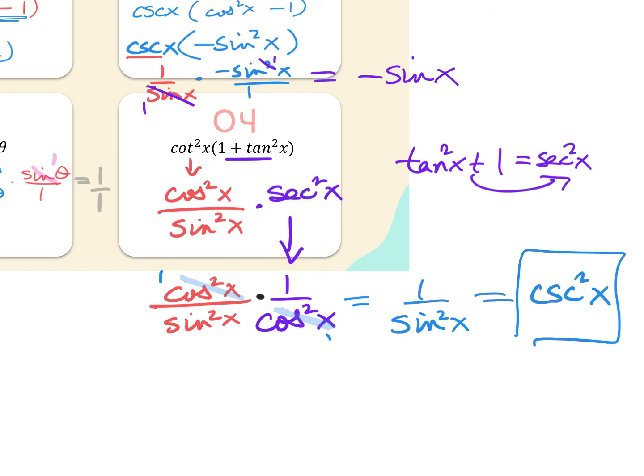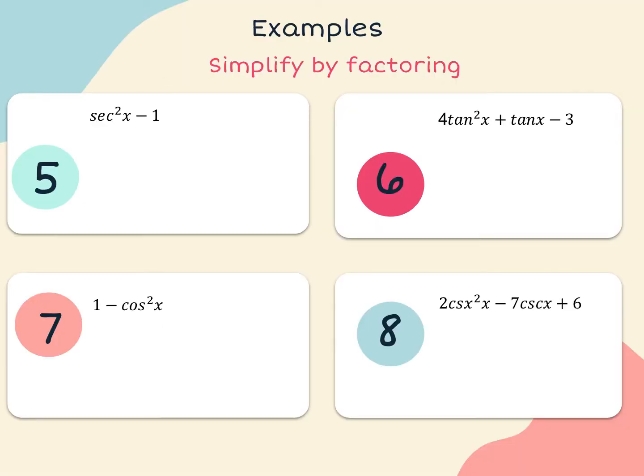You need to memorize that first slide. You need to memorize the reciprocal identities, the quotient, and the Pythagorean identities. Now, instructions change. Now they say simplify by factoring.